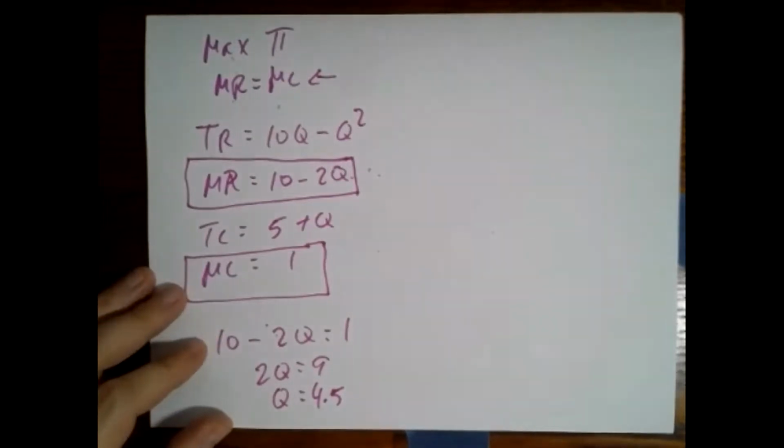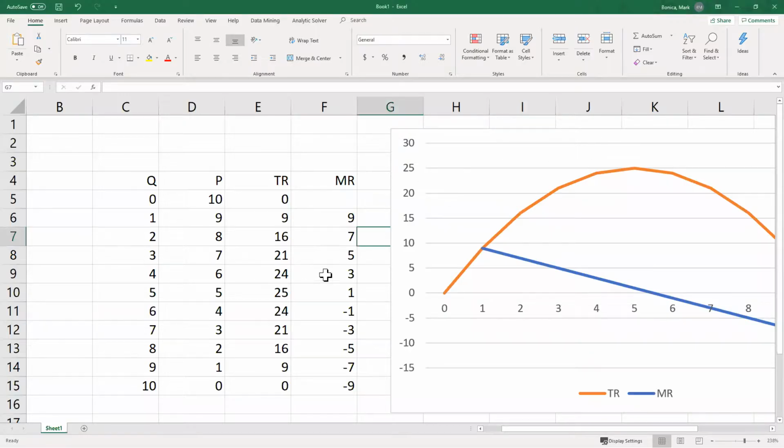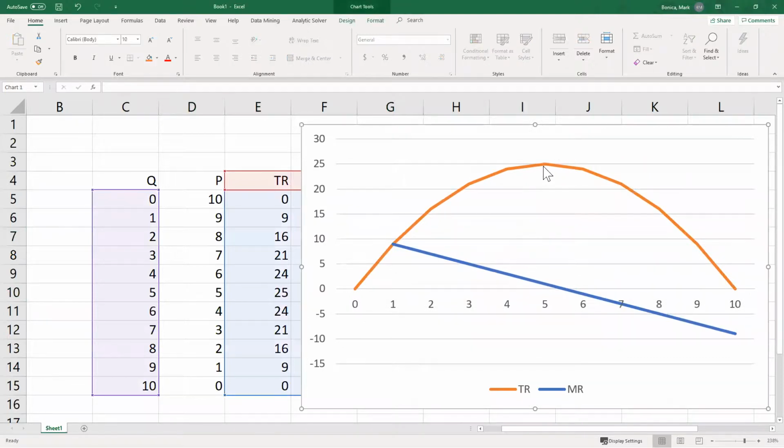If you remember from a minute ago, total revenue is actually maximized at 5. Right here is the peak for revenue, where they're going to make 25. But the monopolist isn't going to produce at 5. She's going to produce at 4.5, which is where she makes her maximum profit.